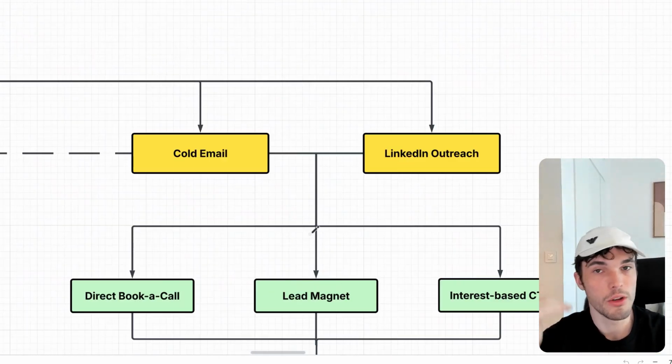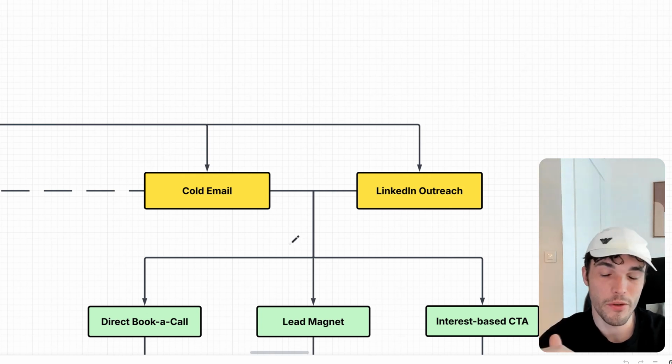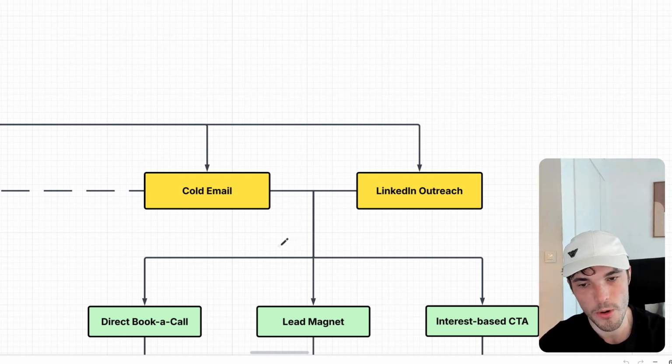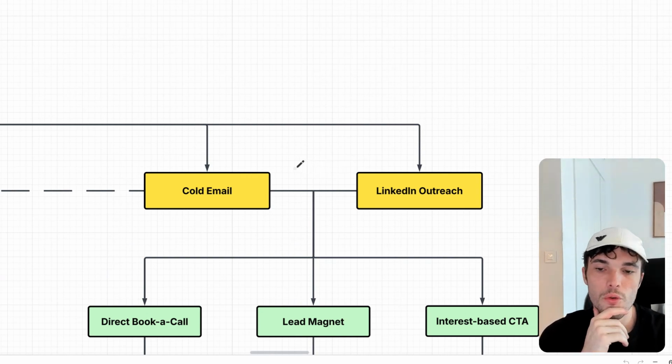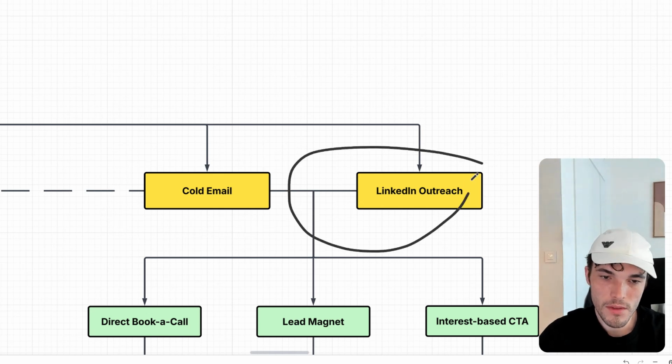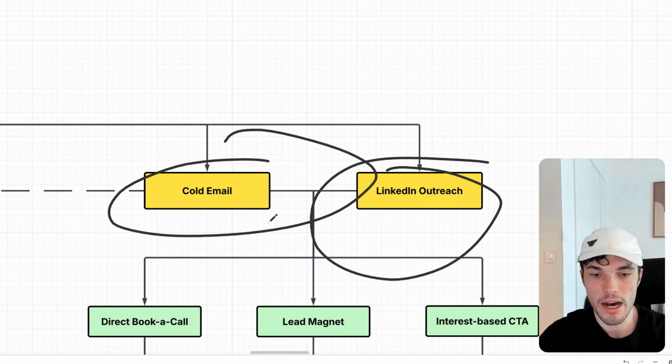And if you have a good offer and you follow each of these steps here very thoroughly, then it's going to be very difficult for you not to book at least 2 to 3 calls per day with cold outreach. So let's get into how this works. Now, we have two main channels here in the top that are going to be generating the top of funnel interest, and it's cold email and LinkedIn outreach.